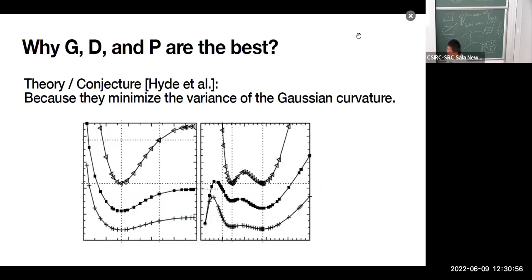And then there is another problem. We know that triply periodic minimal surfaces are good, but in experiments we mostly observe gyroid, and we often also observe diamond and primitive surfaces, but all others are much rarer. So why are these G, D, P the best? One theory is that they minimize the variance of Gaussian curvature. How is this reasonable?